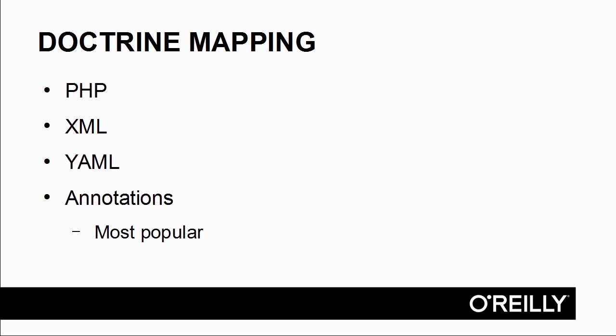Doctrine mapping can be accomplished using 4 different techniques. You can use PHP directly. You can define an XML file with the mappings. You can also define a YAML file with the mappings, or most popular, you can simply put what are called annotations into your entity class.